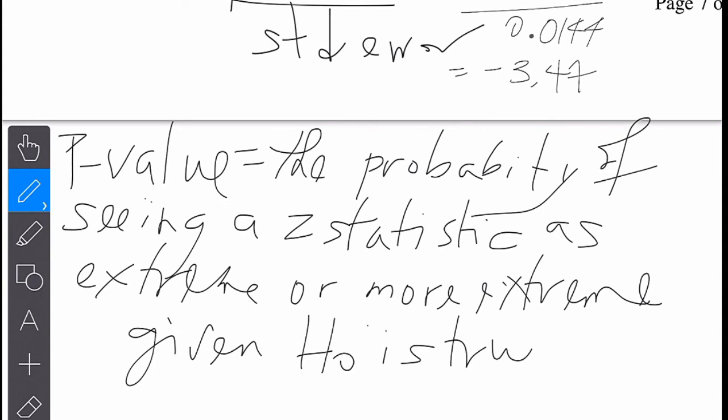Given that H naught is true. So the p-value is a computation of the probability of seeing a Z statistic as extreme or more extreme given H naught is true. What the heck am I talking about? What's a Z statistic? Okay, let's go back. What you computed above in the assess step was a Z score.